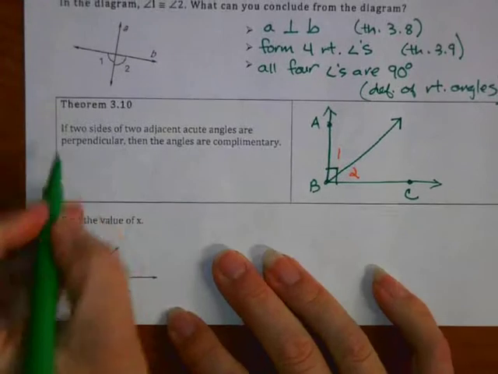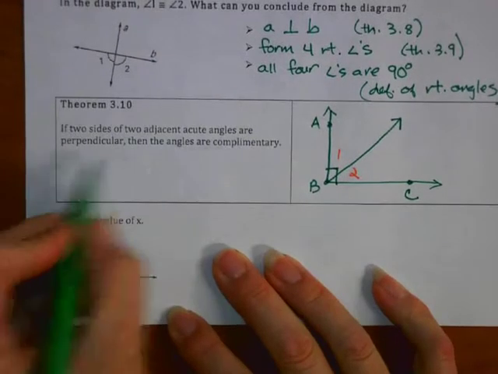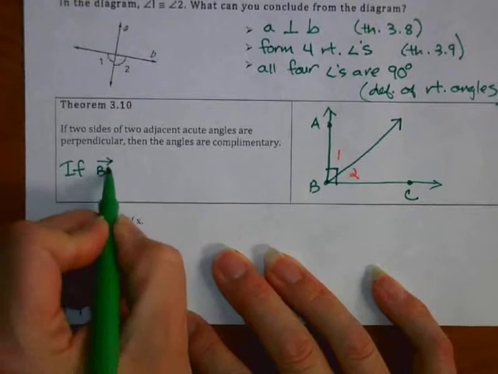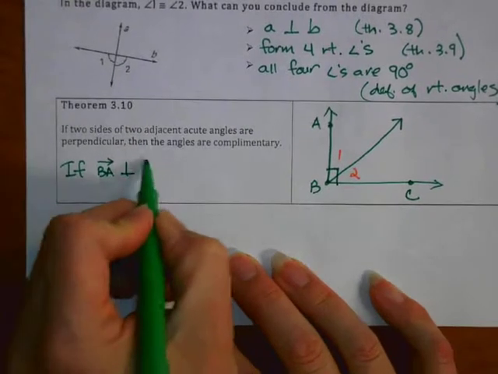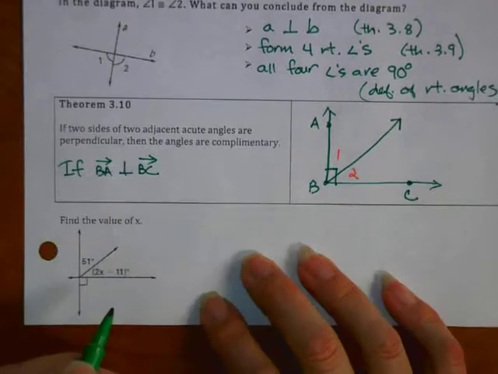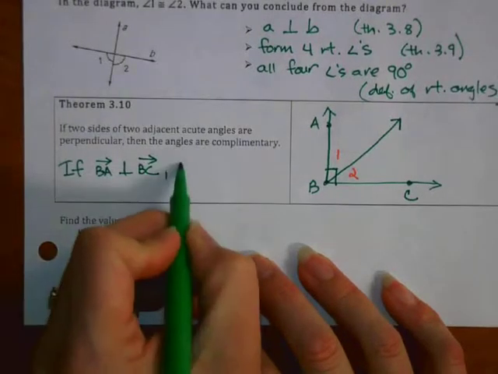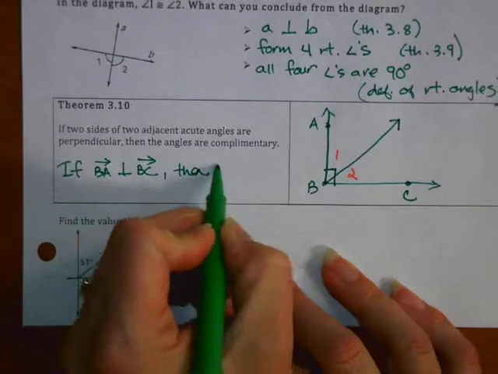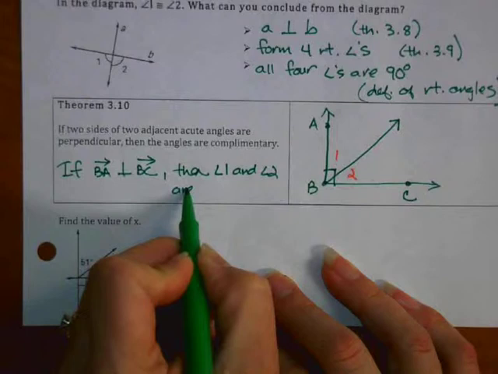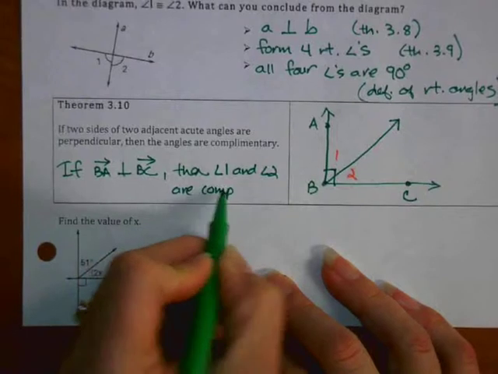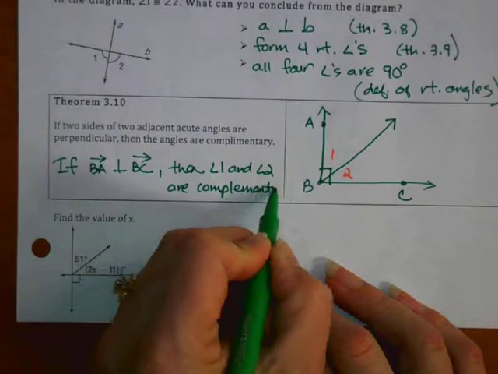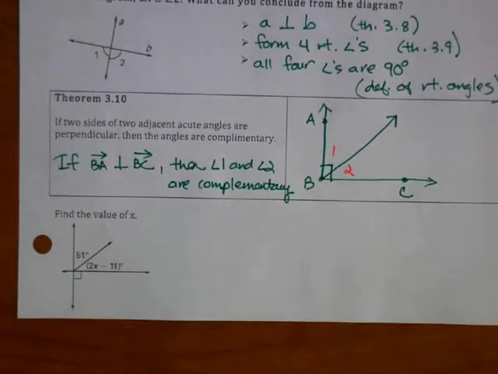So to use symbols here, I could just reword this in symbols. If ray BA is perpendicular to ray BC, then angle 1 and angle 2 are complementary. Please tell me you remember what complementary means. They add to 90 degrees.